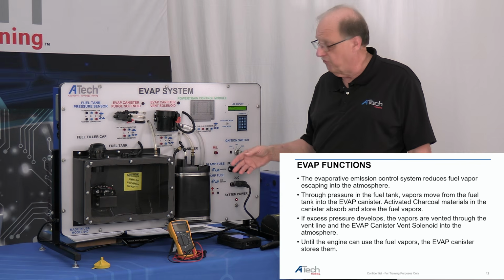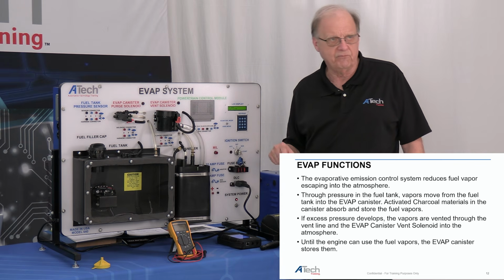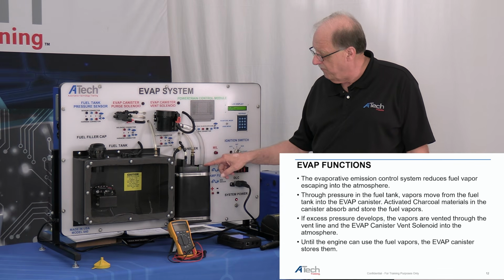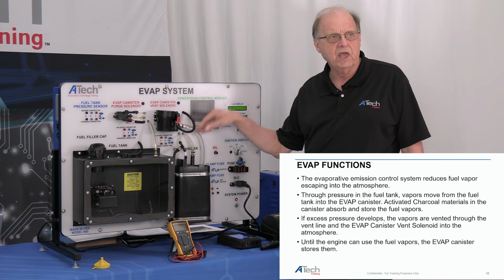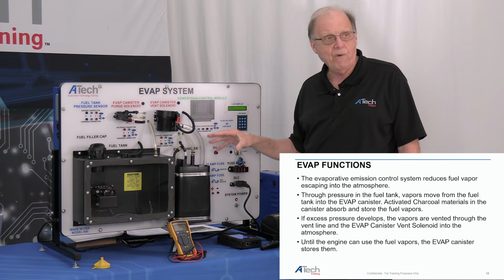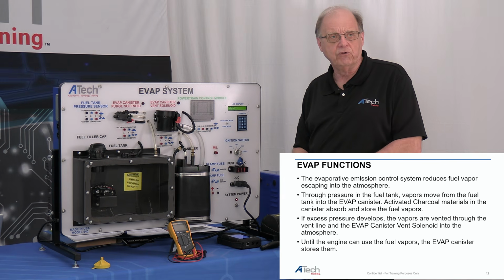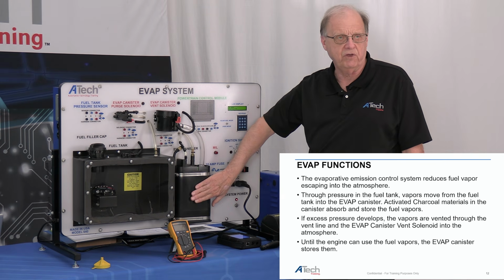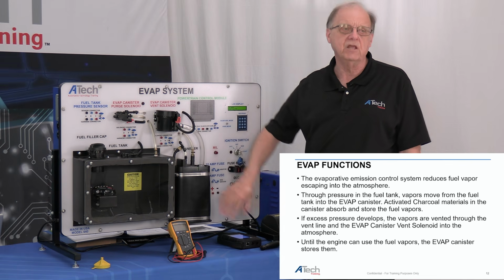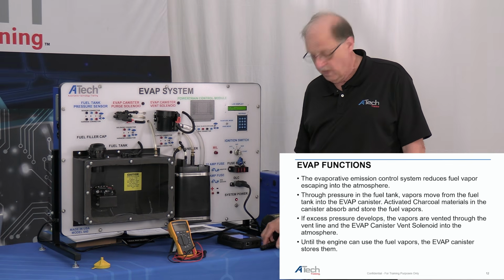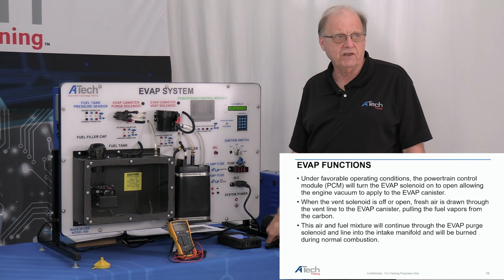The next thing that happens is if excessive pressure comes up here, it will vent the vapors from this line out through the canister vent solenoid into the atmosphere. So the whole idea is until the engine can use the fuel vapors, they're stored in this canister here. That makes it a little bit easier for the process. If I store them here, I'm not leaking it to the atmosphere. Now, that's one. Let's go over to the next slide.